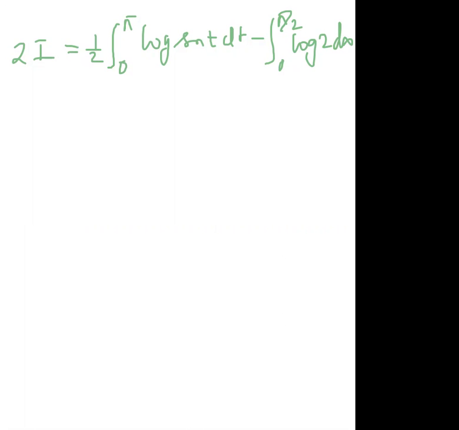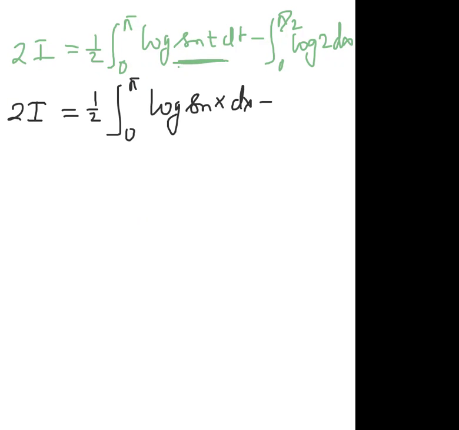Now see what I am doing in this step. t I am supposing as x with black pen. Now I am going 2I is equals to 1 by 2 times, point to be noticed, we are converting t as x. There won't be any effect on the limit 0 to pi log sin x dx minus. Now I'm not simplifying this. First of all, first part only we will simplify. So up to this, I don't think there is any confusion.